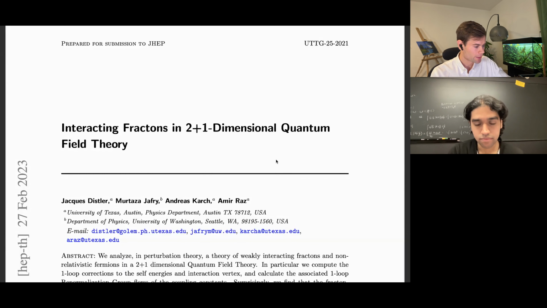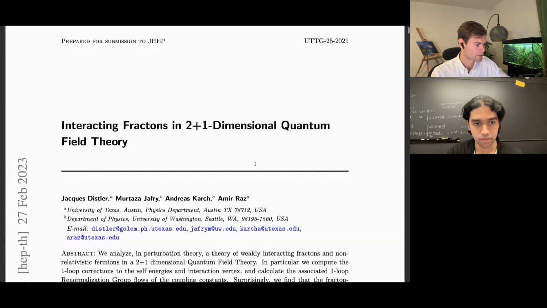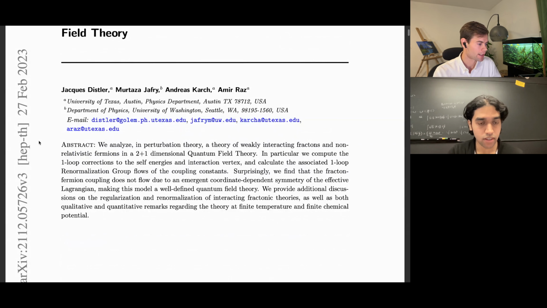Okay, cool. So maybe we can have a look at the introduction to the paper. In the abstract here, you summarize what the purpose is. So you analyze in perturbation theory a theory of weakly interacting fractons and non-relativistic fermions in a 2+1 dimensional QFT. In particular, we compute the one-loop corrections to the self-energies and interaction vertices and calculate the associated one-loop renormalization group flows of the coupling constants. Can we maybe start with one-loop corrections to the self-energies? If we start talking about the self energies, why do you choose to study that? Why is that a relevant property when it comes to describing these systems?